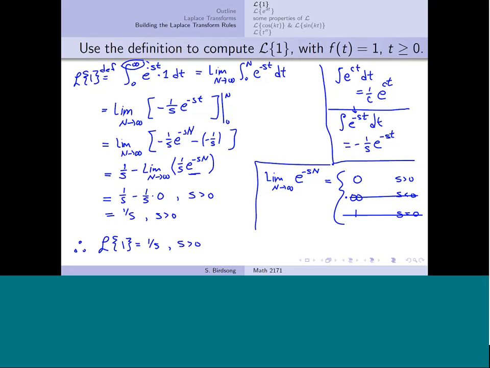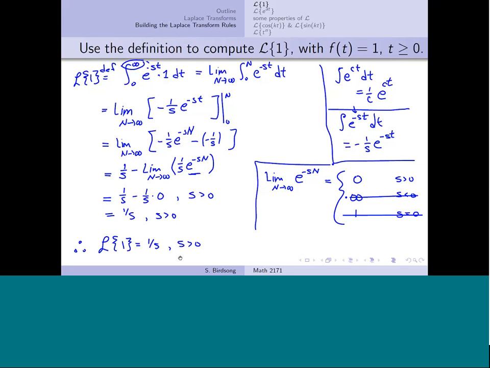Unless your question in the future says use the definition of the Laplace transform to compute it, and if it says that, this is the work you'd have to do. If it doesn't say use the definition, it's totally okay just to pull the rule right here. So as we're building these Laplace transforms, we're going to get rules just like derivative rules, just like integral rules. It's just going to be a list of rules.